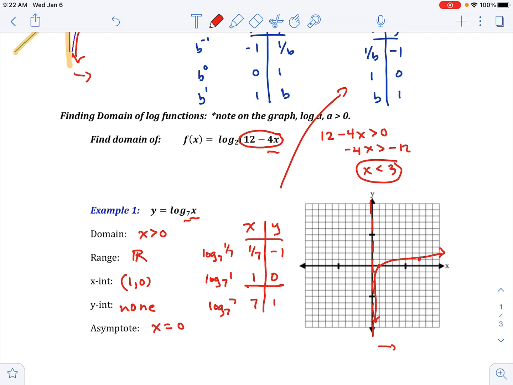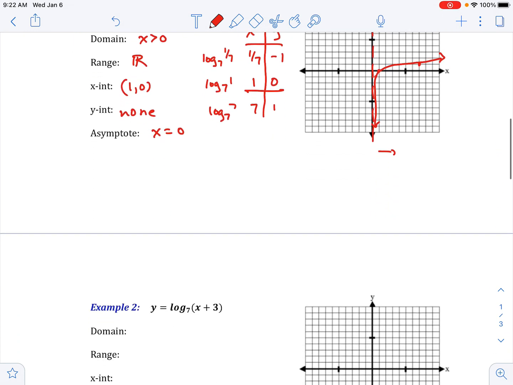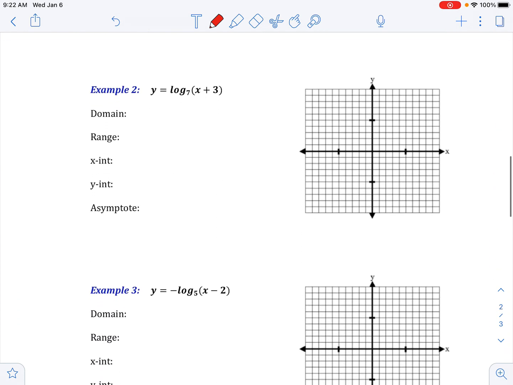All right, as we move to the other examples, basically all we're going to do is look at shifts, what the h and k's did, and so on and so forth. All right, so let's go to page 2. All right, so right off the bat, I see I have an x plus 3. My first thought is I'm thinking about domain. Domain is x plus 3 has to be greater than 0, so that gives me x is greater than -3. That gives me my asymptote.